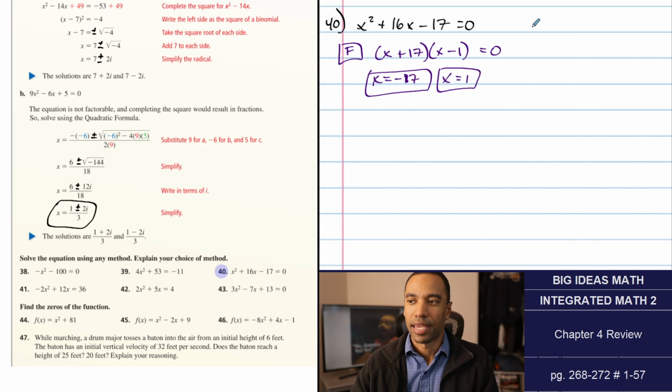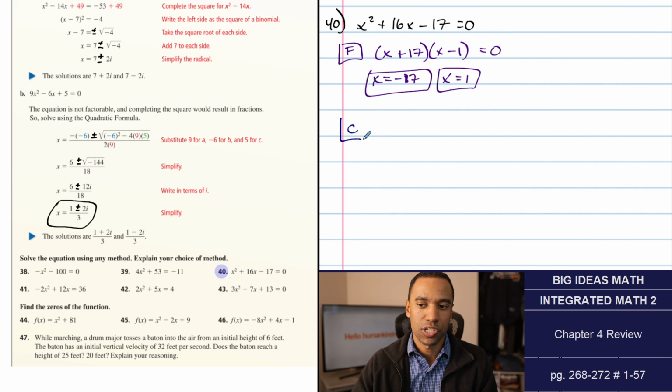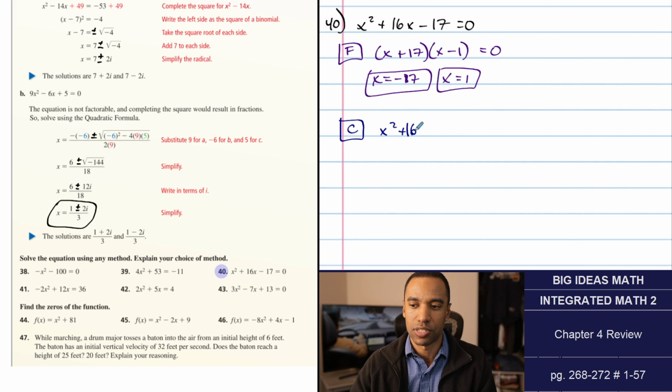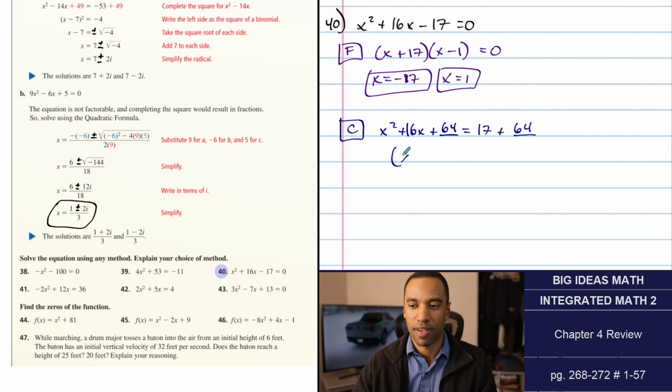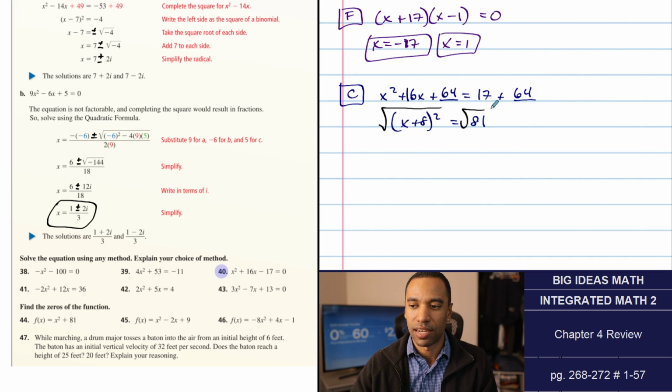I can't use square roots this time. However, I can use completing the square, which kind of finishes into square roots. So completing the square on x squared plus 16x, add the 17 over, because in cometh another number that I'll add to both sides. Divide 16 by 2, you get 8, and 8 squared is 64, so we'll add 64 to both sides, and this factors to x plus 8 quantity squared. 17 plus 64 is 81. Now you take the square root of both sides, and you can see why factoring was faster.